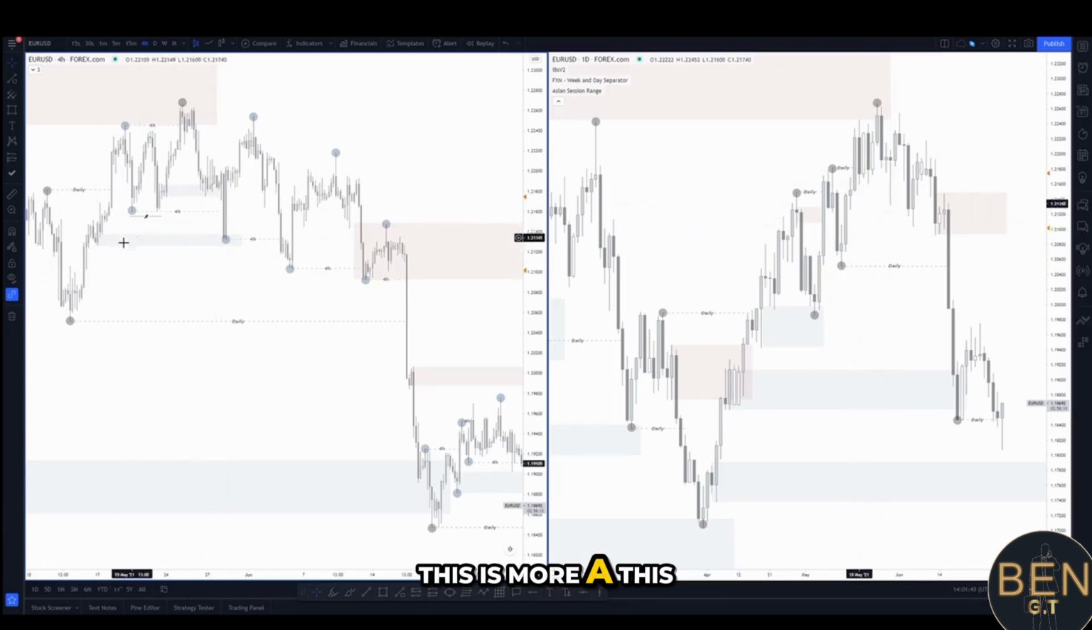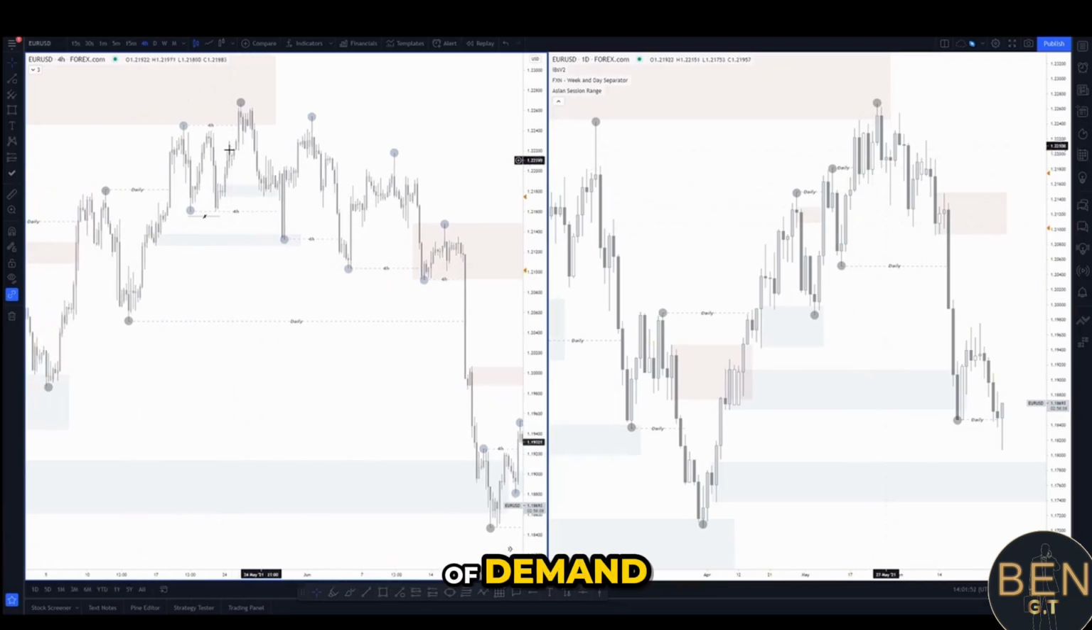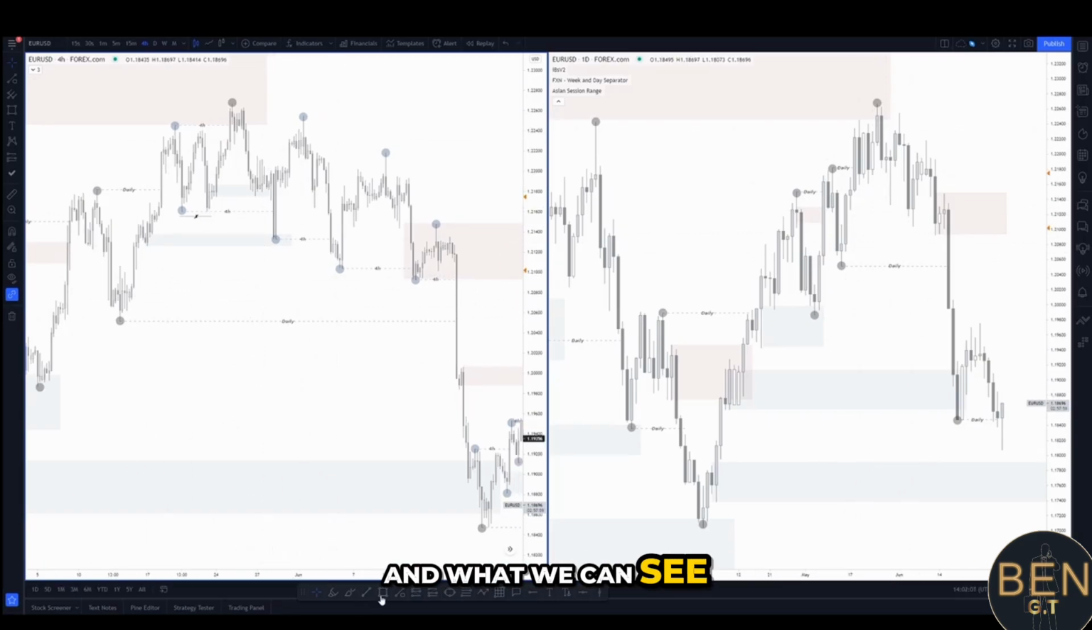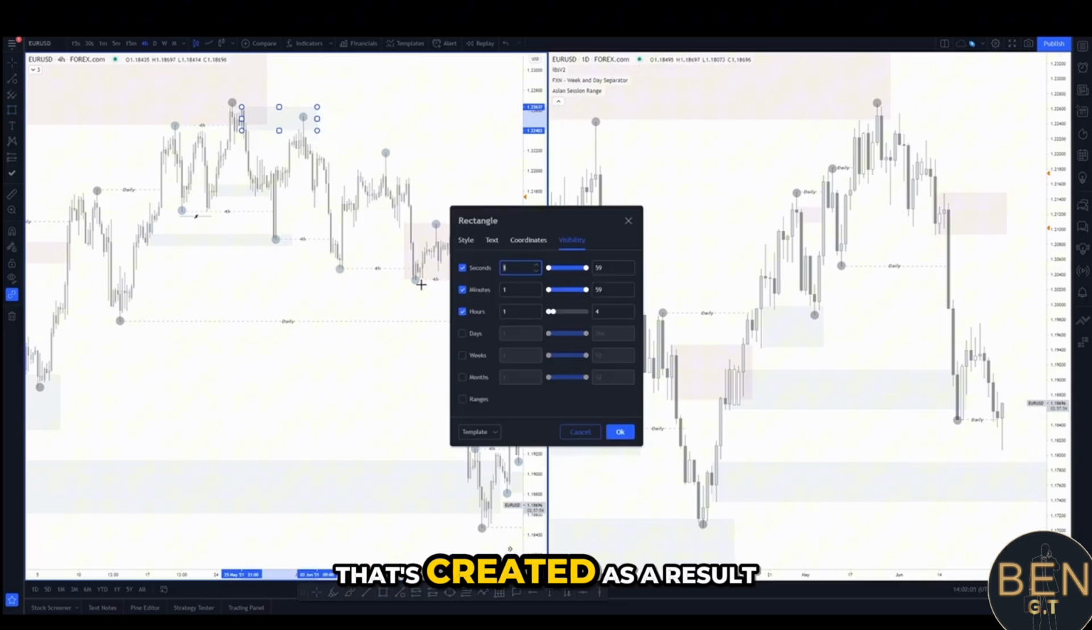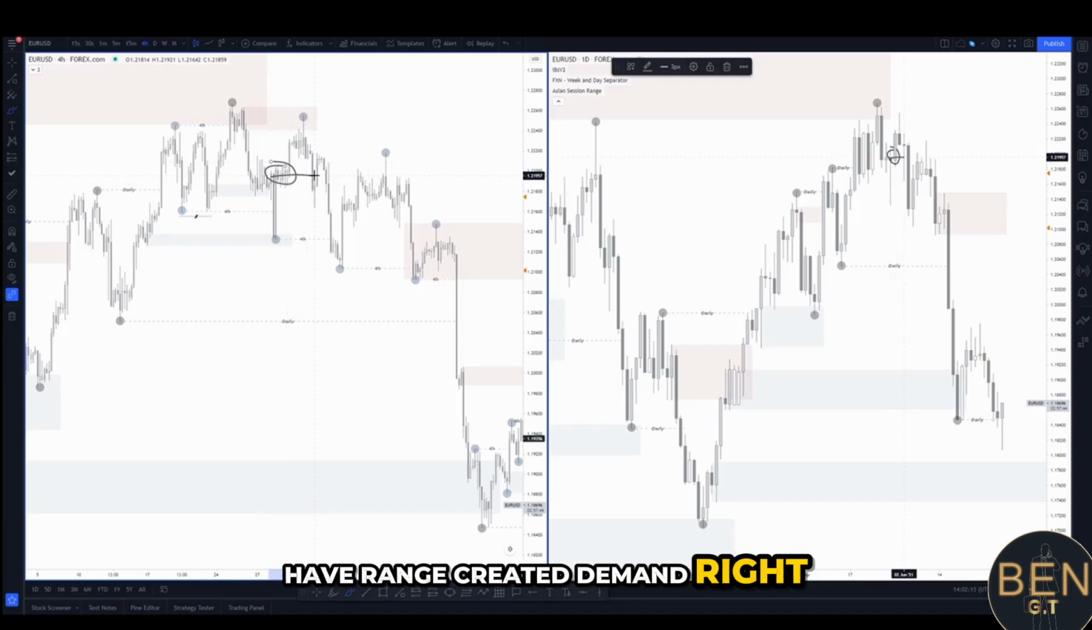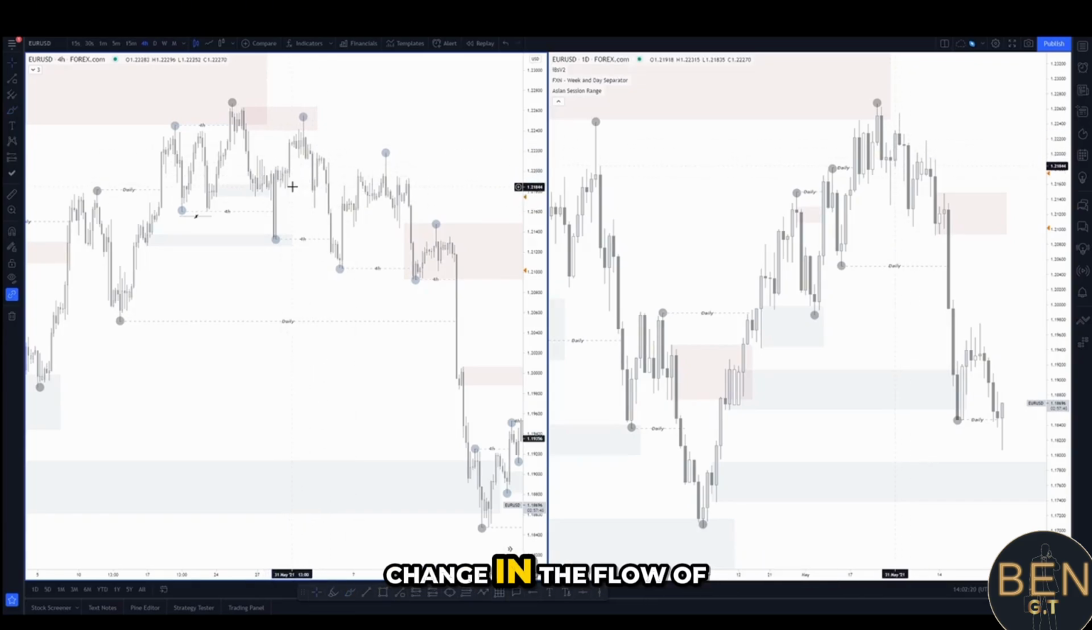This is more an extreme level of demand versus a minor level of demand, because this is more in the lower portion of the range of the daily price action. If we continue on, we have our supply zone here created as a result of price moving, and we respect that supply. Realistically, we have range created demand right here. Price disregards that demand, so we're starting to see that change in the flow of supply and demand.